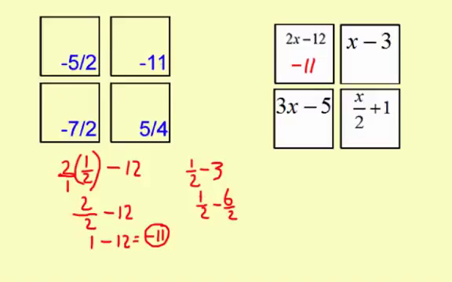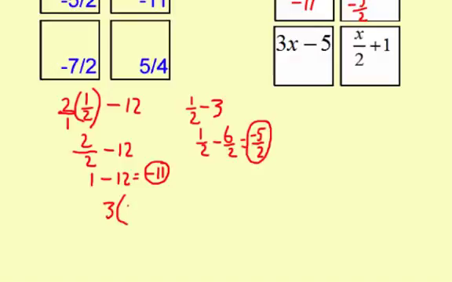To subtract the numerators, 1 minus 6 is negative 5. And then the denominator stays the same. So the answer here is negative 5/2. Negative 5/2. Next example, 3x minus 5.